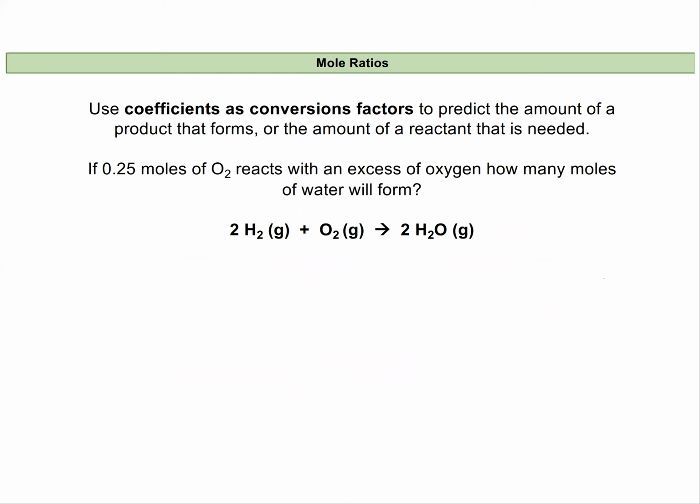So we use this to predict the amount of a product that will form, or if we know the amount of product, predict the amount of a reactant that reacted. And this is really a powerful tool in chemistry because it allows us to make and follow recipes, essentially.